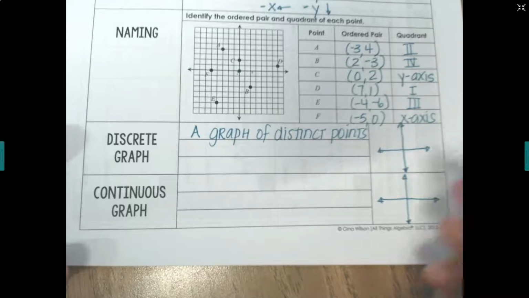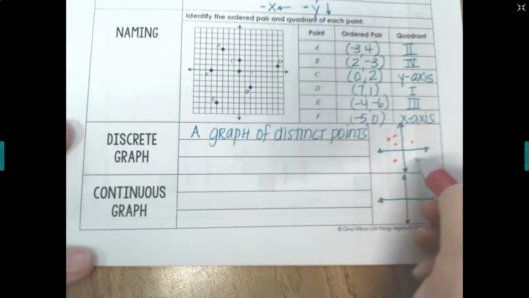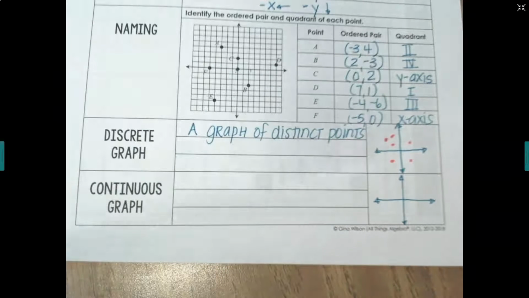So an example that I've got my x and y axes listed here. So discrete points are just individual points that are on a graph. They're not connected together in any way. We could just name the individual points. And that's going to contrast with the idea of a continuous graph.